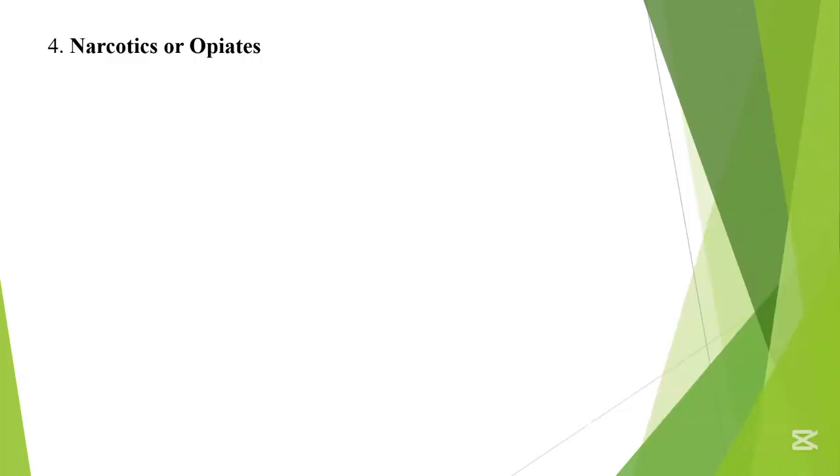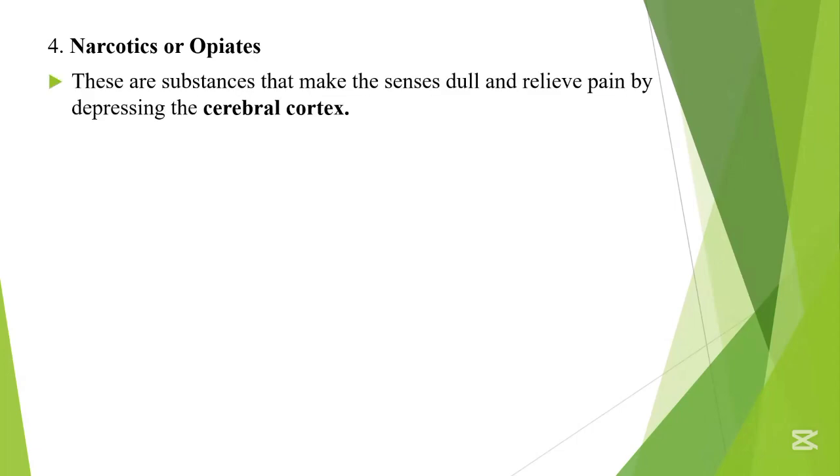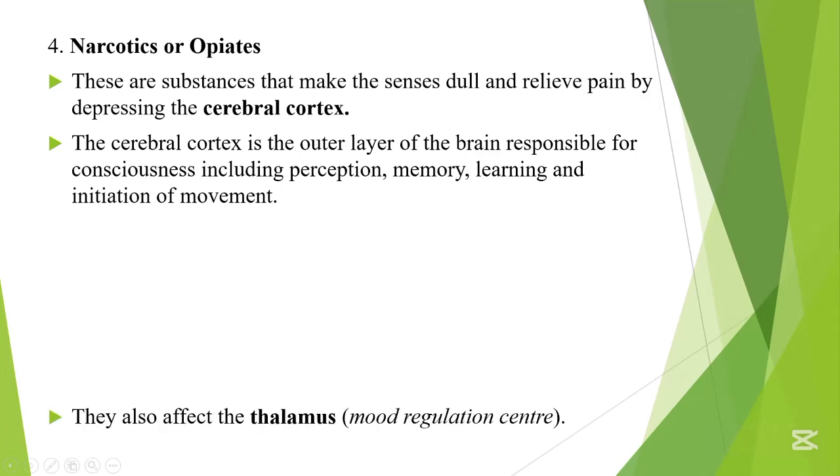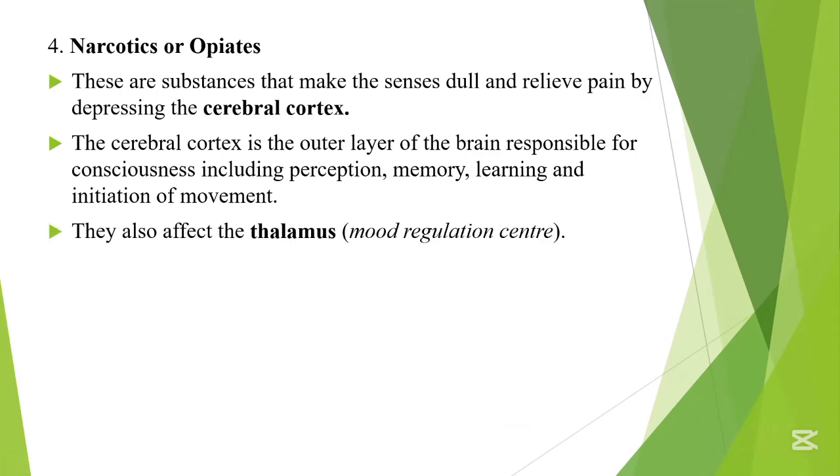Let's get to narcotics or opiates. That's another classification of substances, narcotics or opiates. Now, these are substances that make the senses dull and relieve pain by depressing the cerebral cortex. Now, the cerebral cortex is the outer layer of the brain responsible for consciousness, including perception, memory, learning, and initiation of movement. So they also affect the thalamus, the mood regulation center.